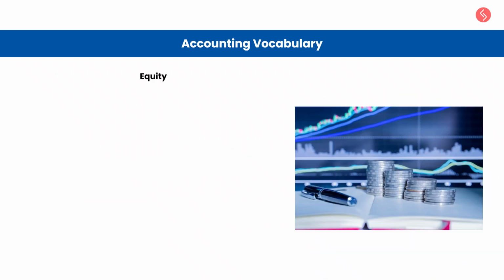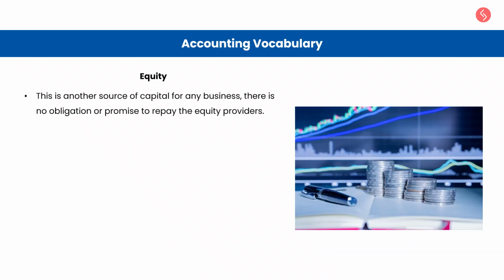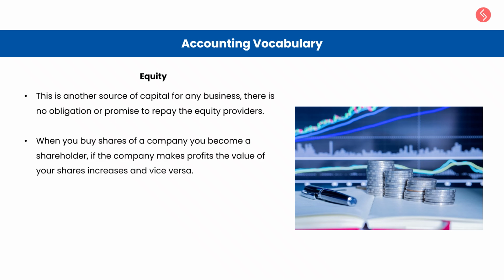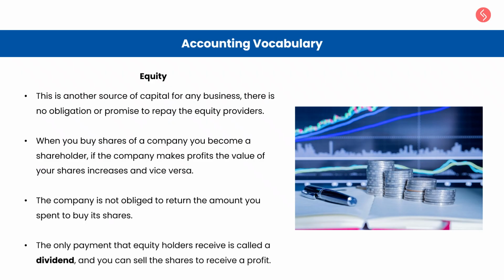Next term is equity. This is another source of capital for any business. There is no obligation or promise to repay the equity providers. When you buy shares of a company, you become a shareholder. If the company makes profits, the value of your shares increases and vice versa. The company is not obliged to return the amount you spent to buy its shares. The only payment that equity holders receive is called a dividend, and you can sell the shares to receive a profit.